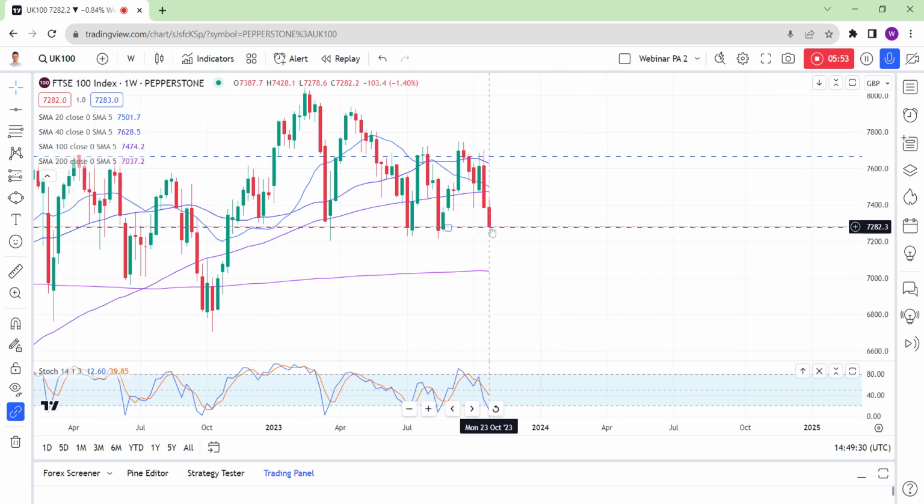Don't say to yourself, you know what, this is a long and I'm just going to sell my house and buy everything I can. That is not how you trade consistently. You've got to be prepared for a potential fall further below 7,170.